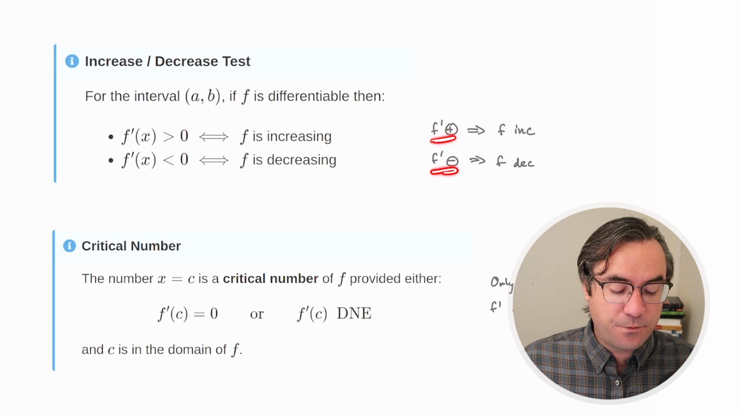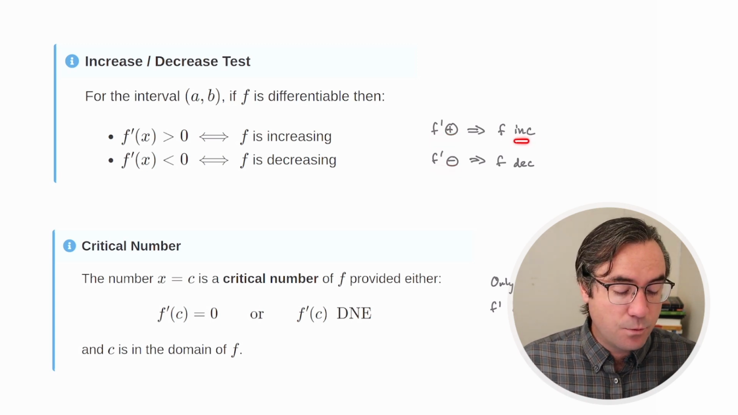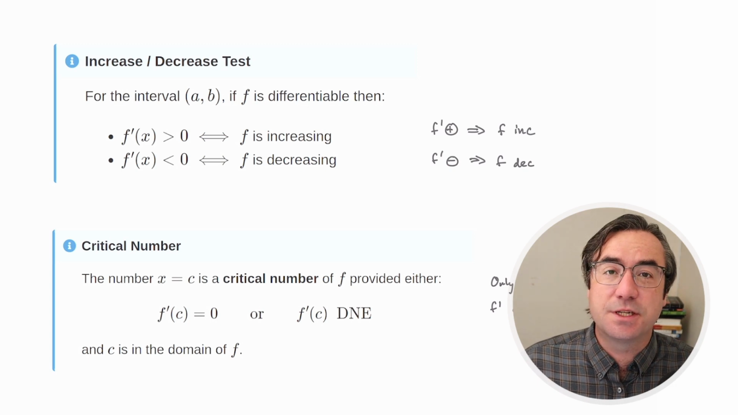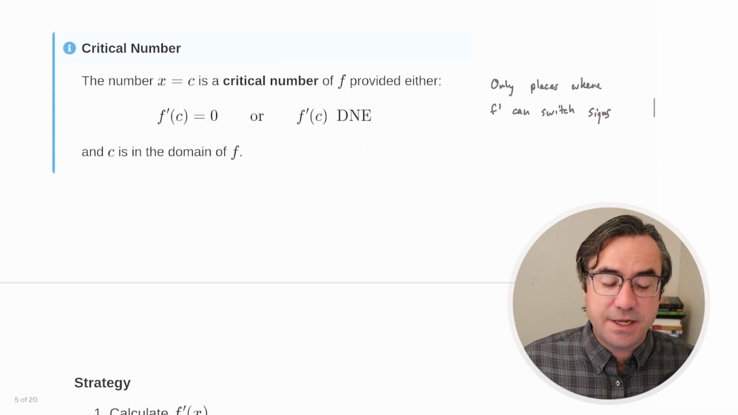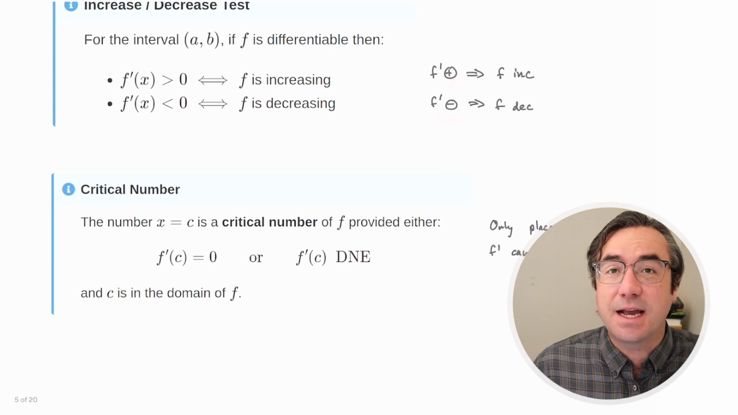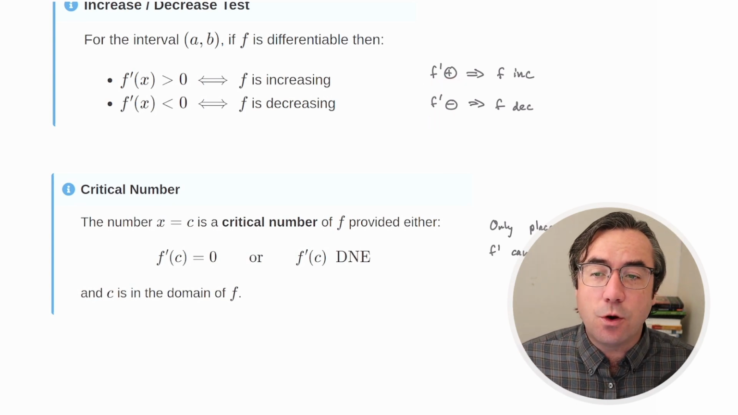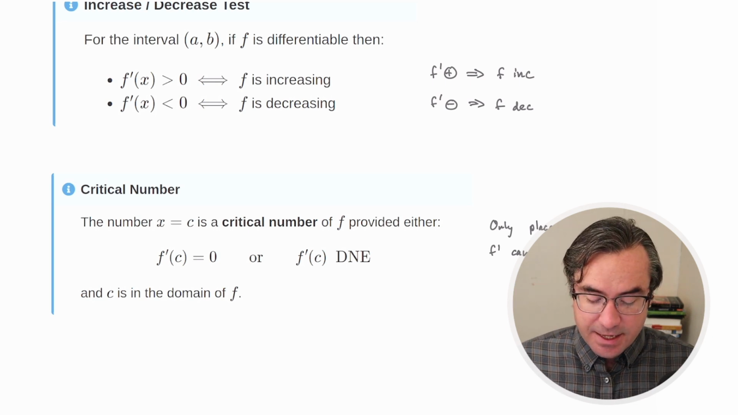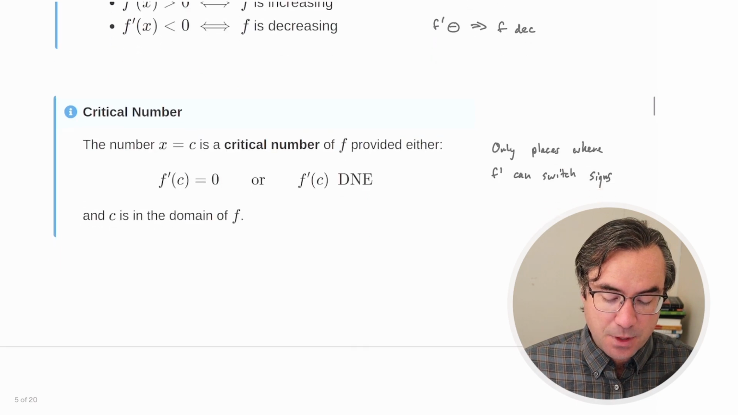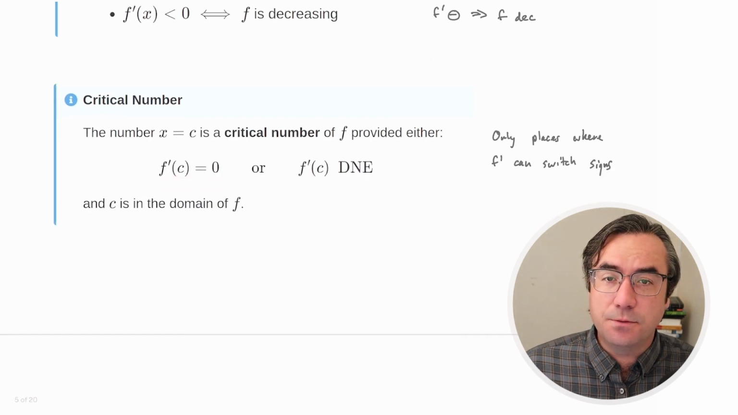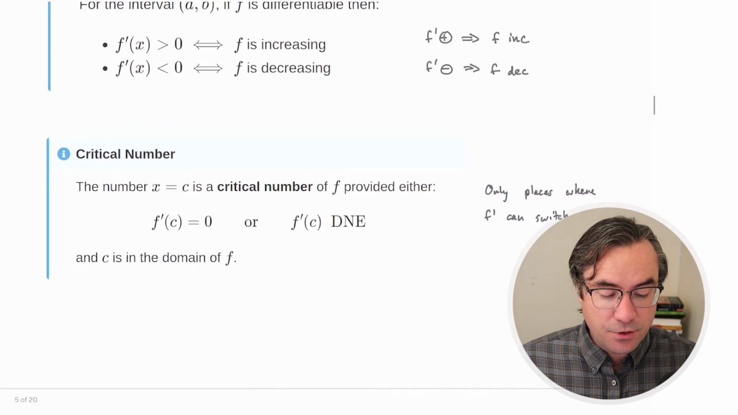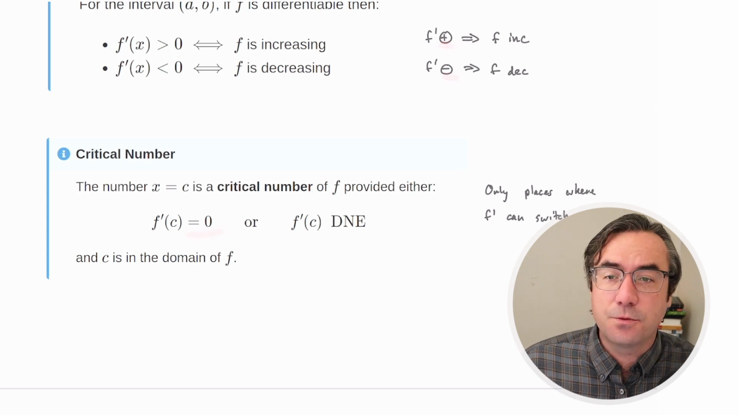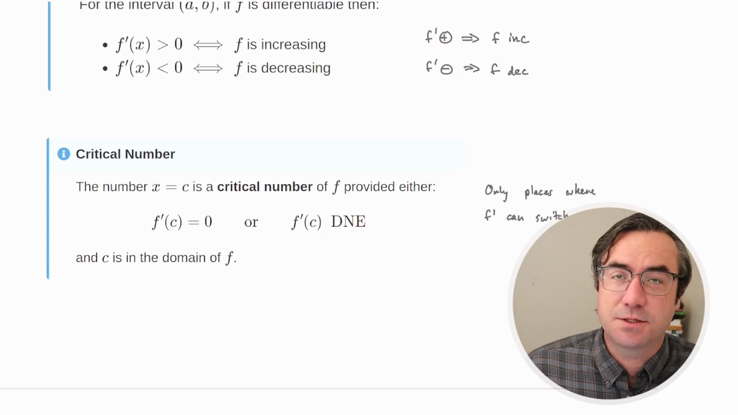So if we know where our first derivative is either positive or negative, we'll know where the original function is either increasing or decreasing. And the way we find where this happens, we want to find the sign of f prime here. And the only way it can change signs is at these special places where either the derivative is 0 or the derivative does not exist. So these are the only places where f prime can switch signs. So if you go from positive to negative, you either go through the horizontal axis or you jump across the horizontal axis.